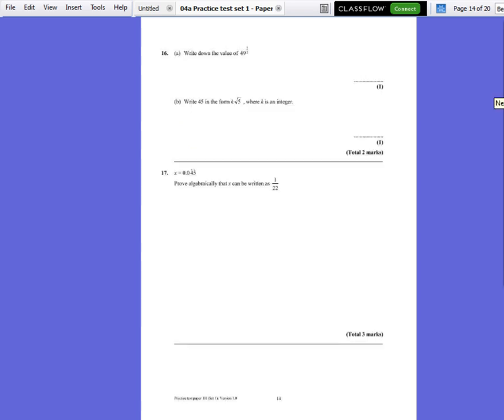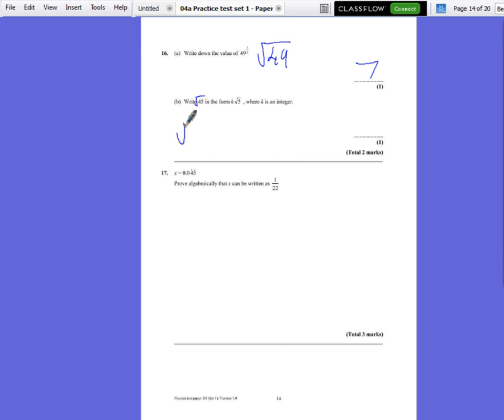Question 16. Write down the value of 49 to the power of a half. Well, to the power of a half just means find the square root of 49, which is 7. This is actually a misprint here. That should say the square root of 45. So write the square root of 45 in the form k root 5.